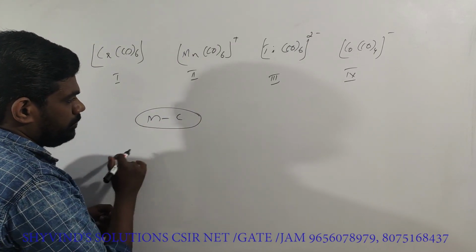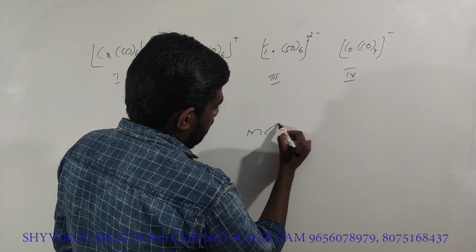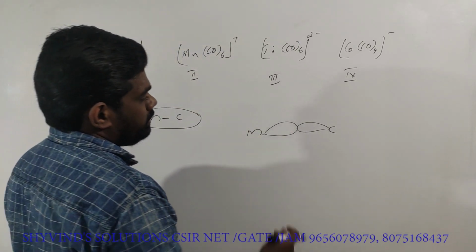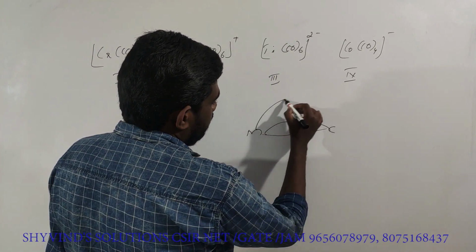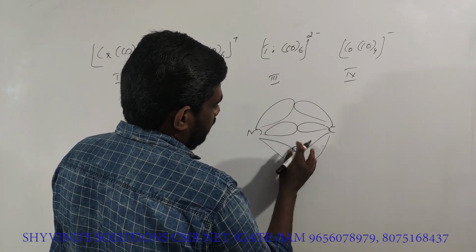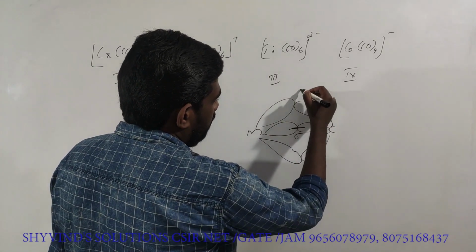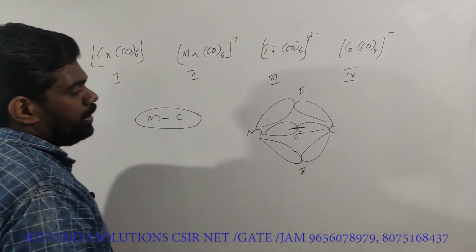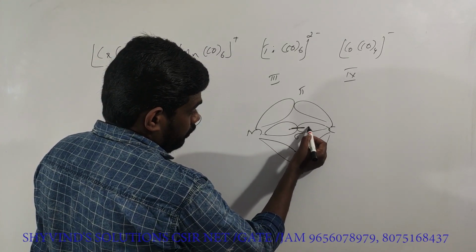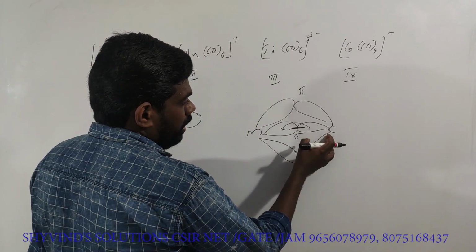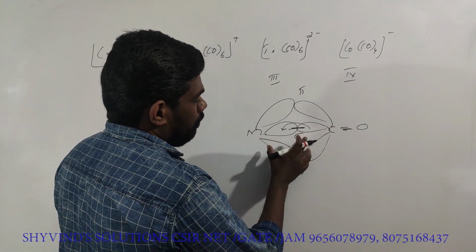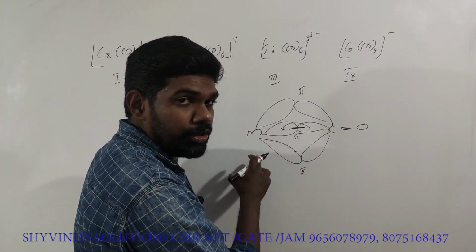Okay, M-C bond strength. So metal will have two types of bonding with carbon. One is sigma bond, and another type is pi bond. In metal carbonyls we have these two types of bond. To form a sigma bond, carbon donates electrons to the metal. Electron will be flowing from carbon to metal, I am talking about metal carbonyls.